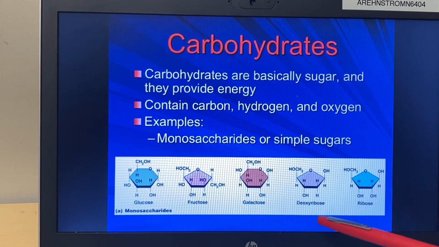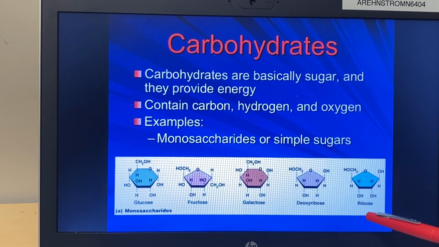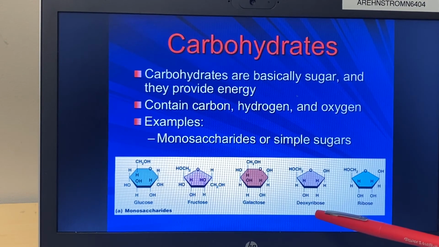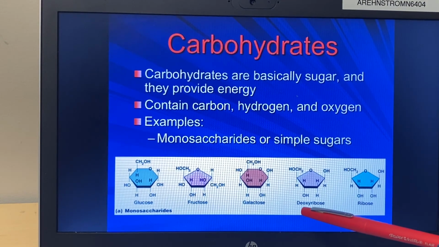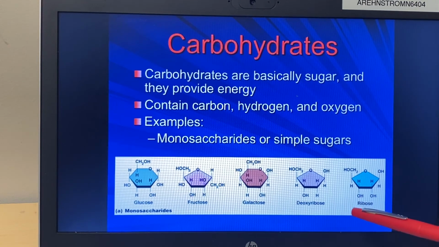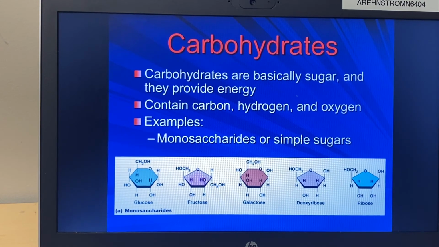I want to point these out because DNA and RNA have a sugar component. DNA has deoxyribose. That's where the D comes from in DNA. And RNA, which starts with an R, has ribose. That's the difference between the two. But if you hook them together, then you end up with carbohydrates or polysaccharides.